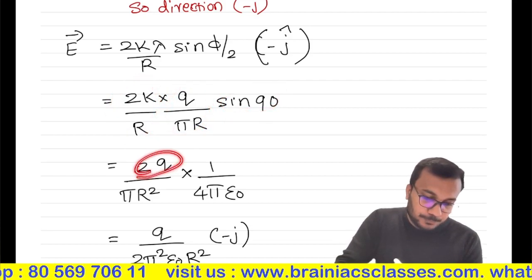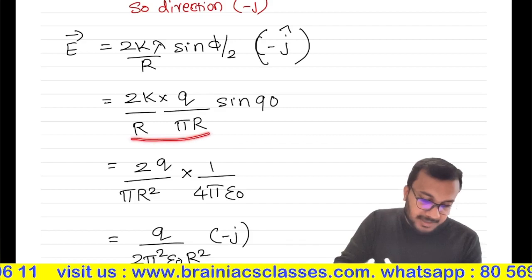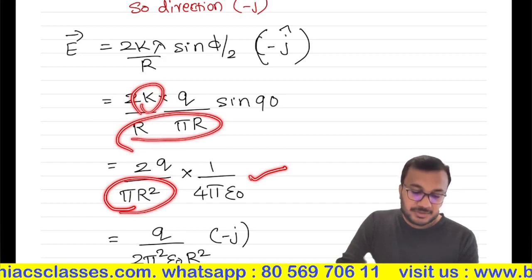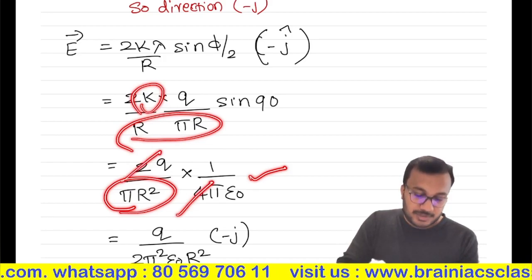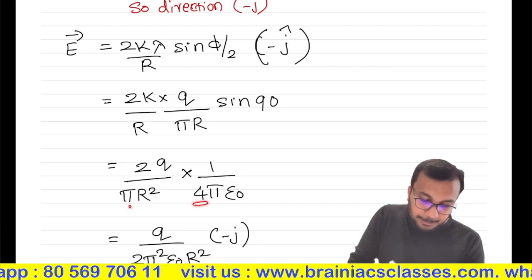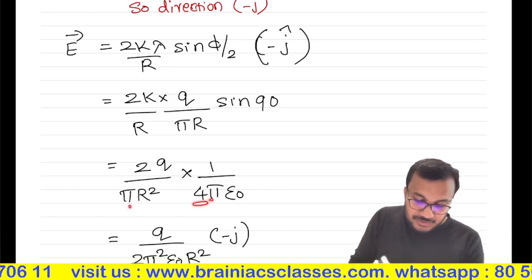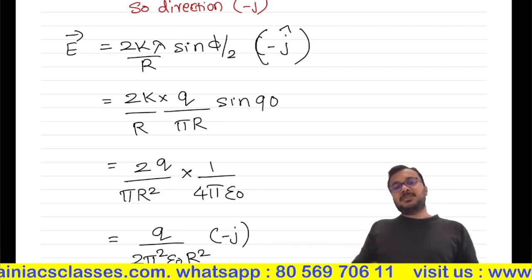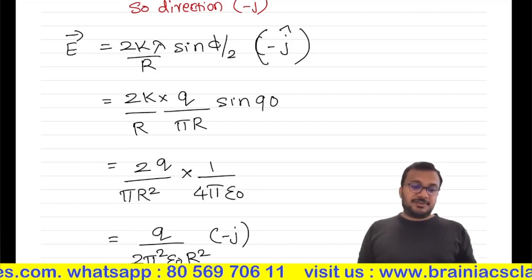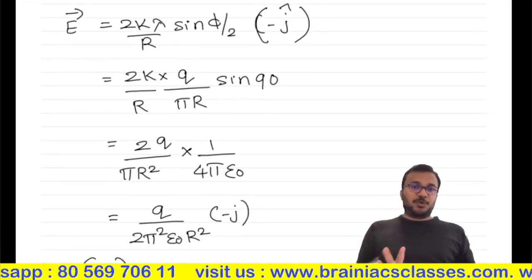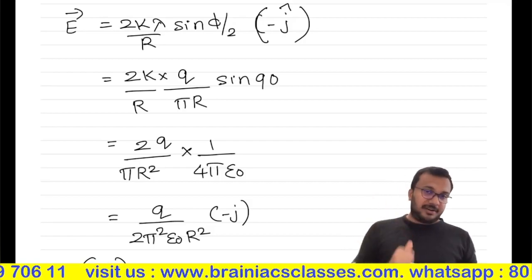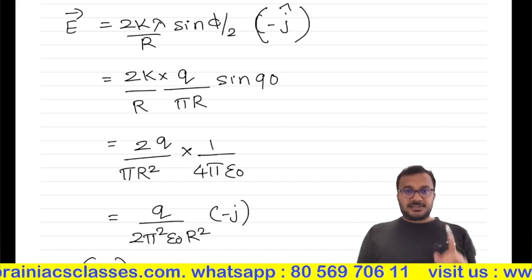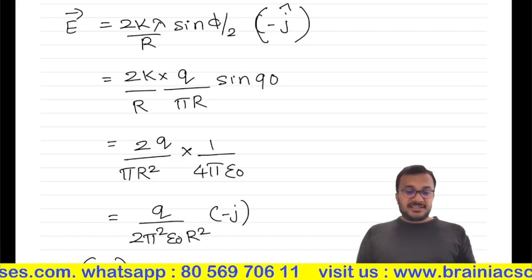So here it is 2Q by pi r square, and k is 1 by 4 pi epsilon 0. So 2 and 4 get cancelled. What will come? 2 in the denominator, pi square epsilon 0 r square, into Q. Direction is what? Minus j. Very important. Everybody will find the magnitude because they have learned this formula by heart, but direction is important. It's minus j. Q divided by 2 pi square epsilon 0 r square.